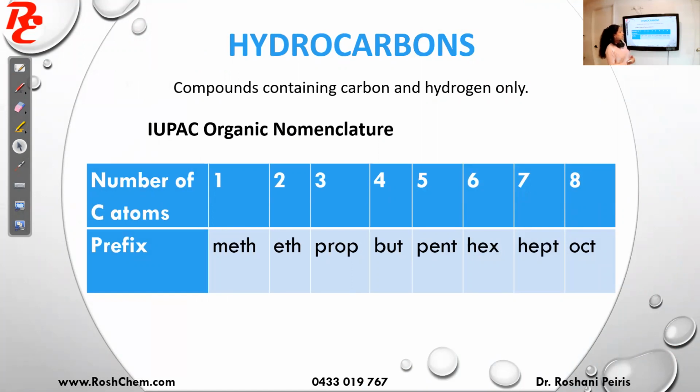So when we talk about hydrocarbons, we should first know how to name the different number of carbon atoms. So when we have one carbon, we call it meth. So two is called eth. Then we have prop, but, pent, hex, hept. So 8 carbon is oct. So then 9 is non, and then 10 dec. So you should remember how to name different number of carbon atoms.